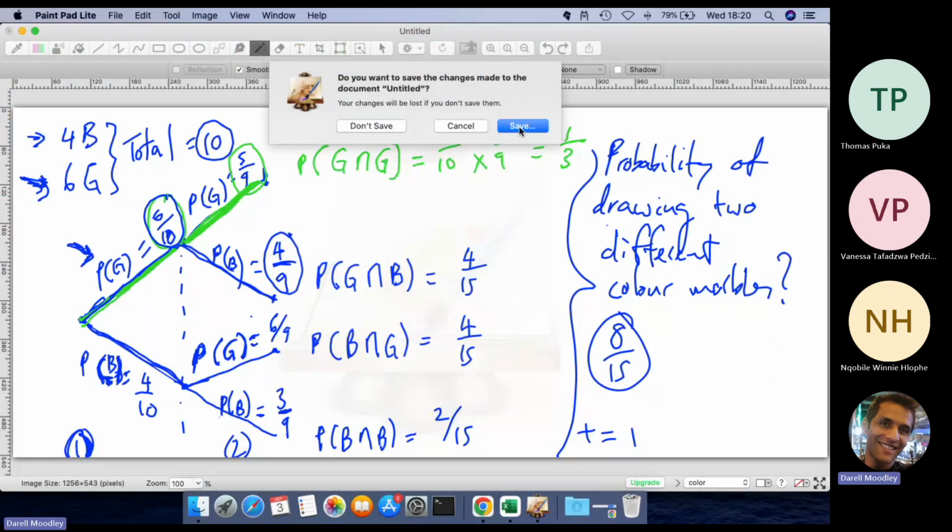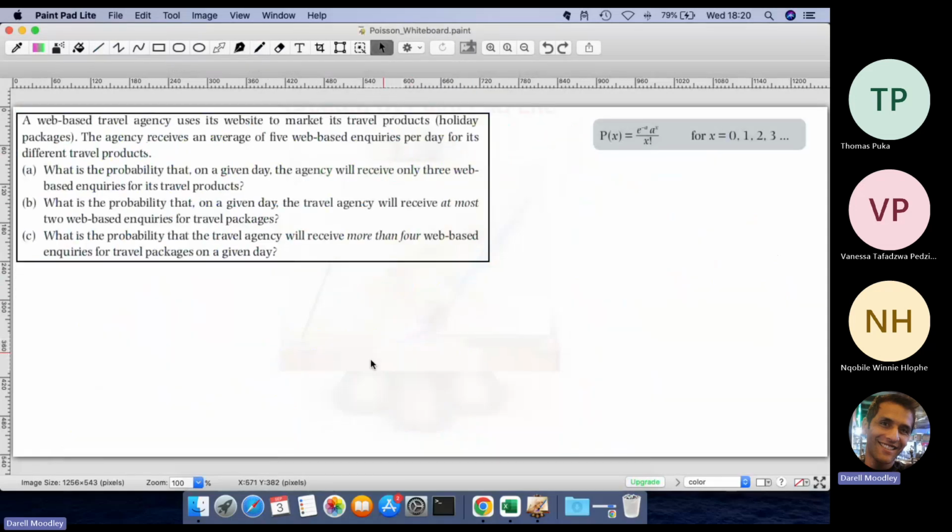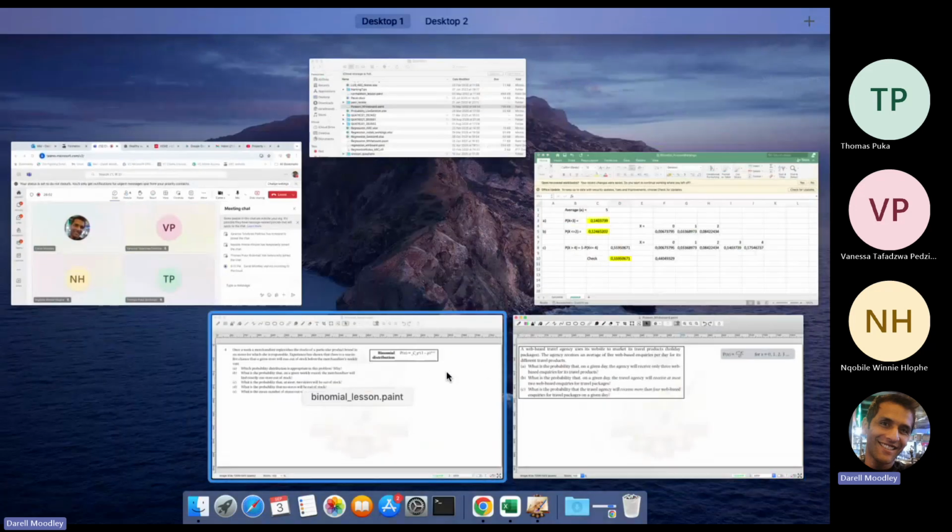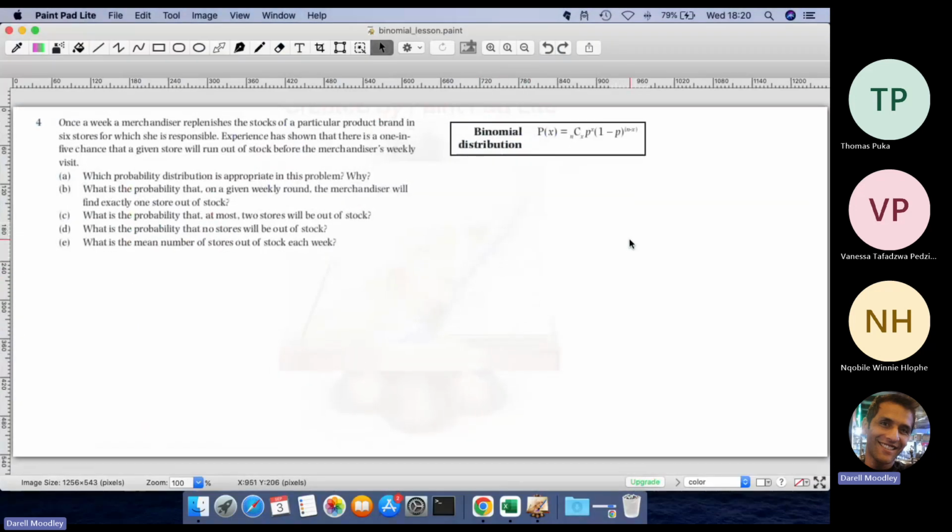Okay, so this concludes the learning unit on probability. Now we're going to move on to the next learning unit, which is probability distribution. Just to give you some context for this learning unit, there are three probability distributions that you will need to cover. The first one is the binomial distribution.